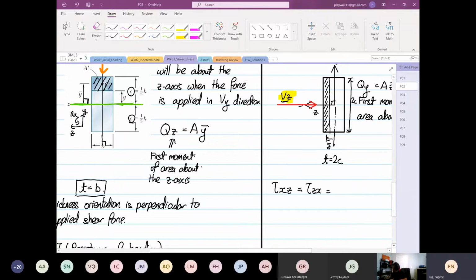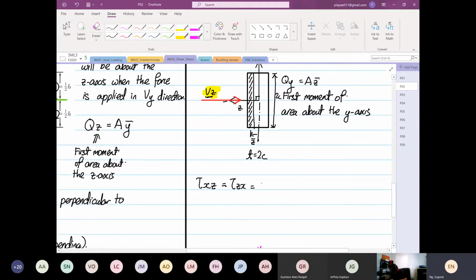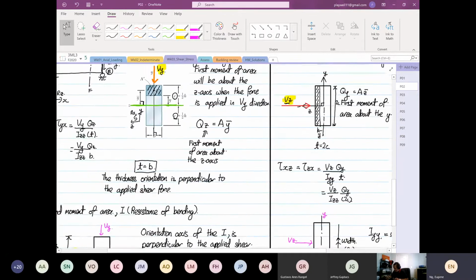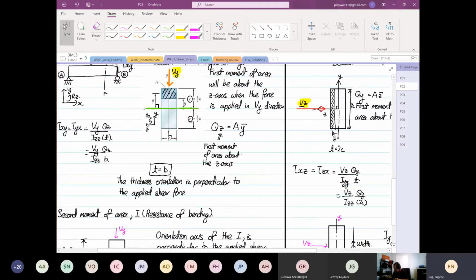So now this will be equal to what? Watch this. This is equal to VZ over IYY, QY divided by T. So to complete, you get VZ over IYY, QY divided by 2C. Okay, you can see now the difference.